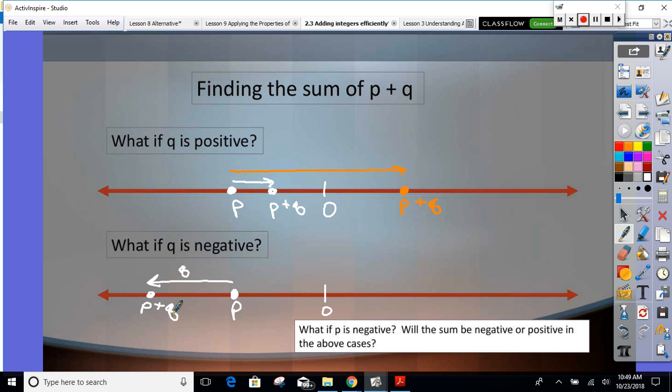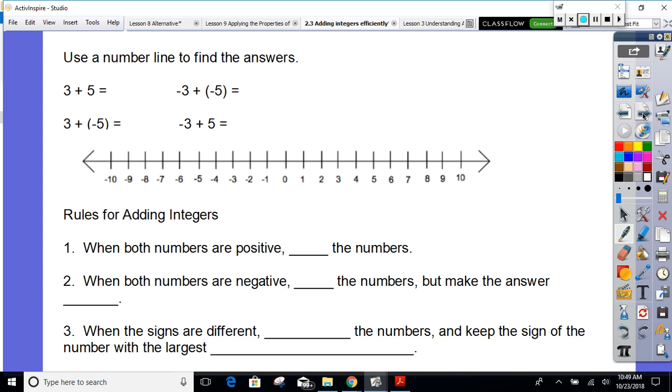Okay, this slide was just to get you guys thinking about this. Now I'm going to present it in easier terms to understand, I think. So first, we're going to use the number line to find the answers to these problems. These problems are all kind of the same. What's the same about all these problems?